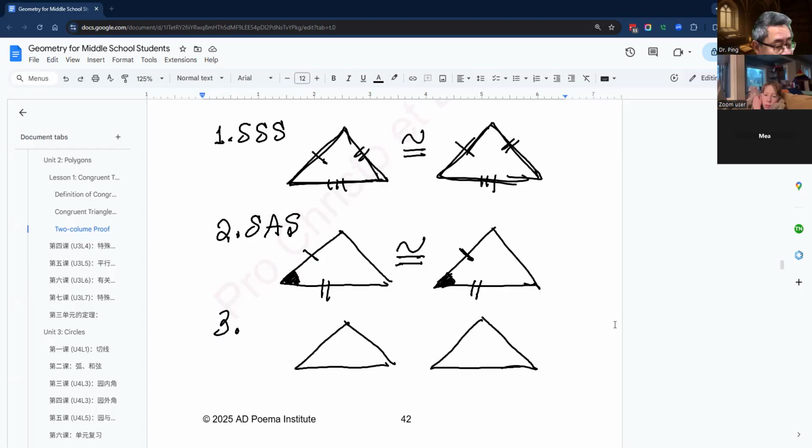Hello, Mia. The third one is angle side angle. Okay. Now, that means we have this angle and this angle and this side, the side between the angles, are congruent. So those two are congruent. What's our fourth one?